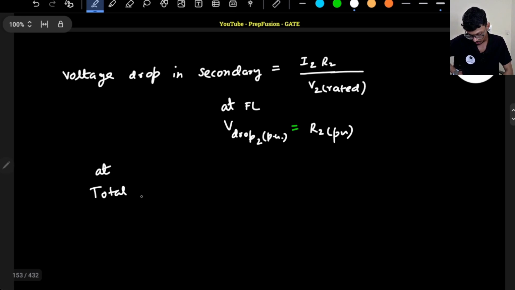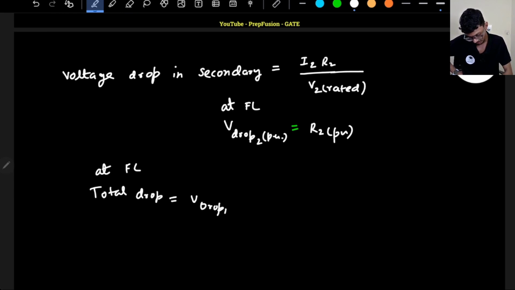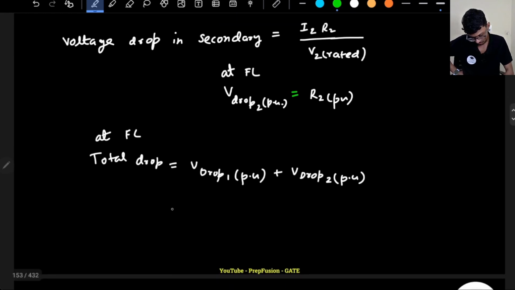So total drop will be equals to the V drop 1 PU at full load. This is at full load, right? V drop 1 PU plus V drop 2 PU. Okay, so this will be basically R1 PU plus R2 PU, and it makes sense as well.